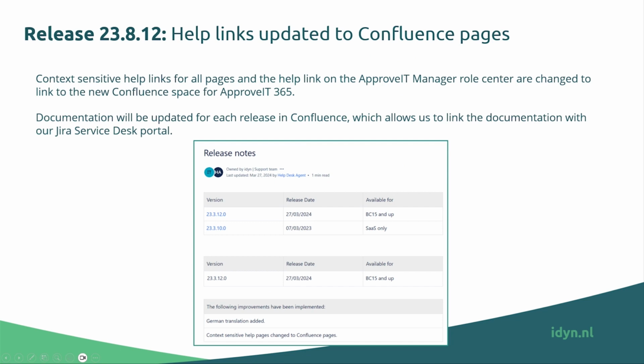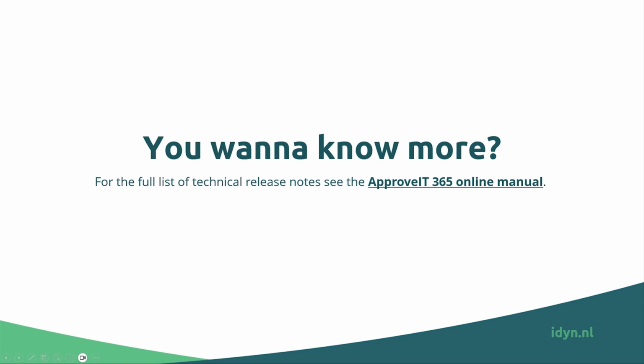And the last thing in this new release is the updated links to our Confluence pages. That's accessible from all ApproveIT pages in Business Central, as well as the Role Center through the Help button. This will lead you to our new Confluence page, where we added our documentation, and we'll also update our documentation for future releases. Thank you, Richard, for the update of the ApproveIT 365 app.